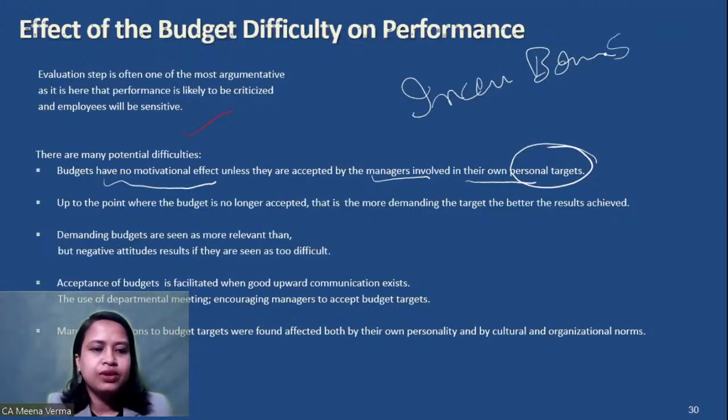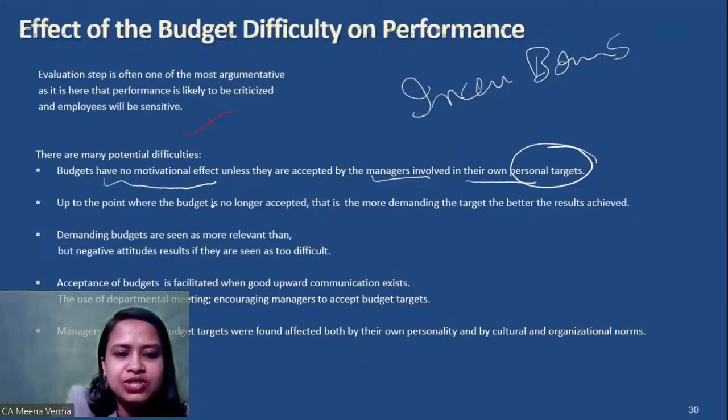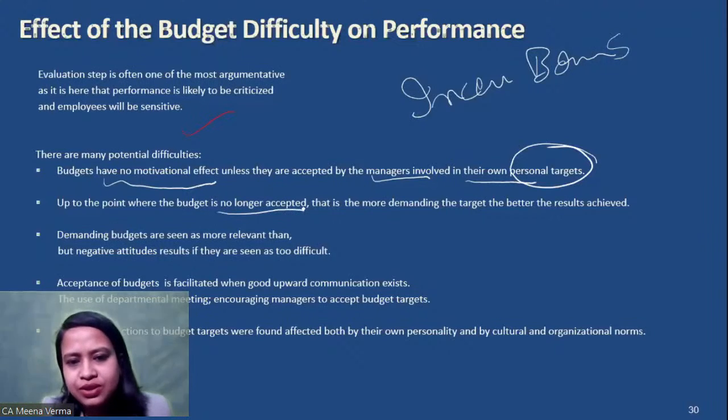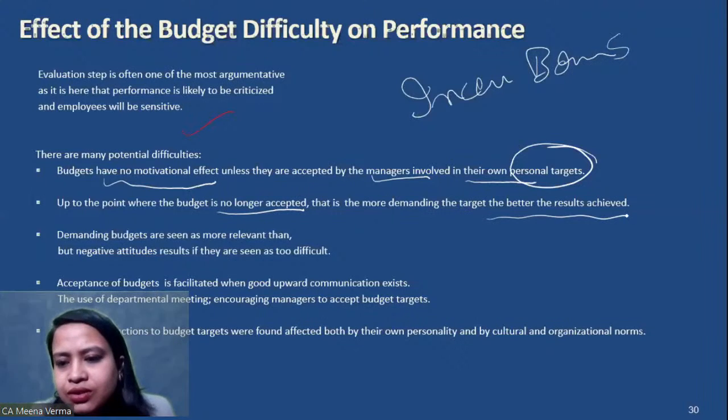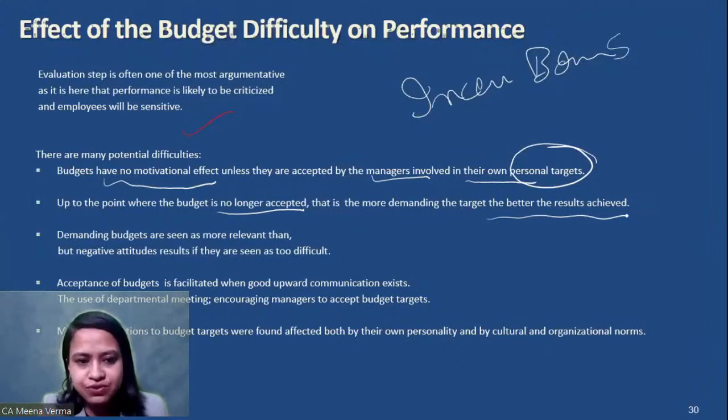Then up to the point where the budget is no longer accepted, the more demanding the target, the better the result achieved.